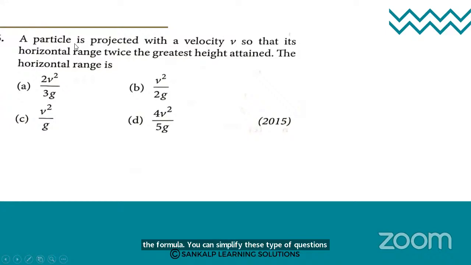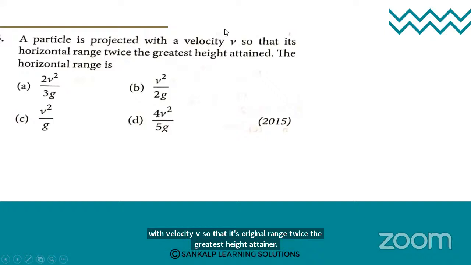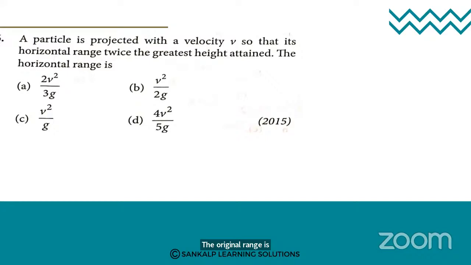Okay, so see the next question. A particle is projected with velocity v so that its horizontal range is twice the greatest height attained. The horizontal range is, the particle is projected with a velocity v so that its horizontal range is twice the greatest height. Particle is projected with velocity v, that means the initial velocity is v.